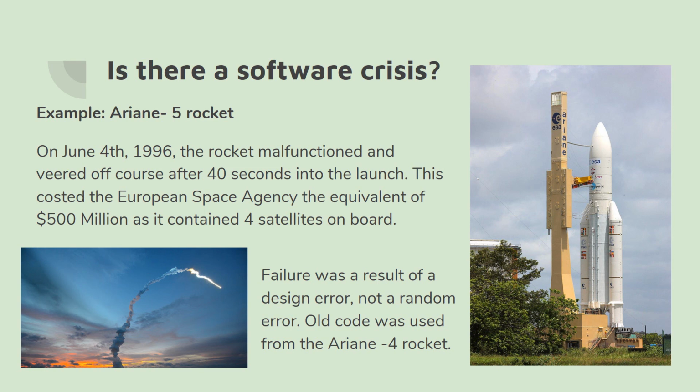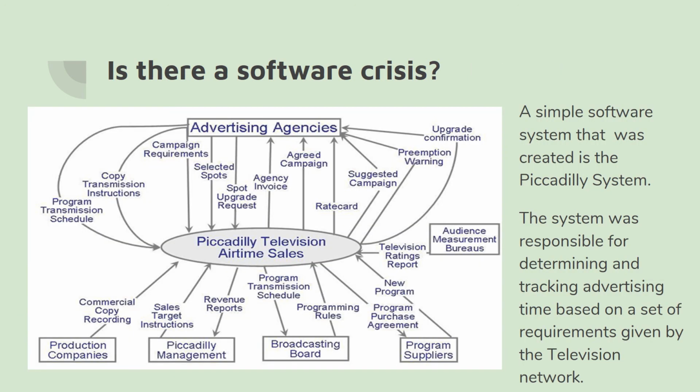In the question of is there a software crisis, for example the Ariane 5 rocket on June 4th, 1996, the rocket malfunctioned and veered off course 40 seconds into the launch, costing approximately $500 million as it contained 4 satellites on board. This failure was a result of a design error, so this does lead to a problem in software engineering. This figure shown here is the Piccadilly system. It was a system designed for the Piccadilly television program, which controlled the advertising for a given show at the time.